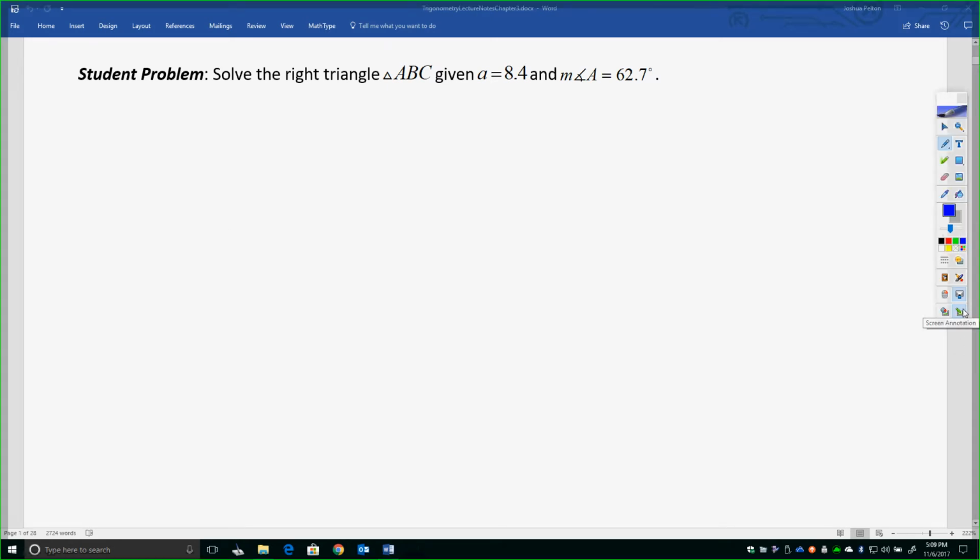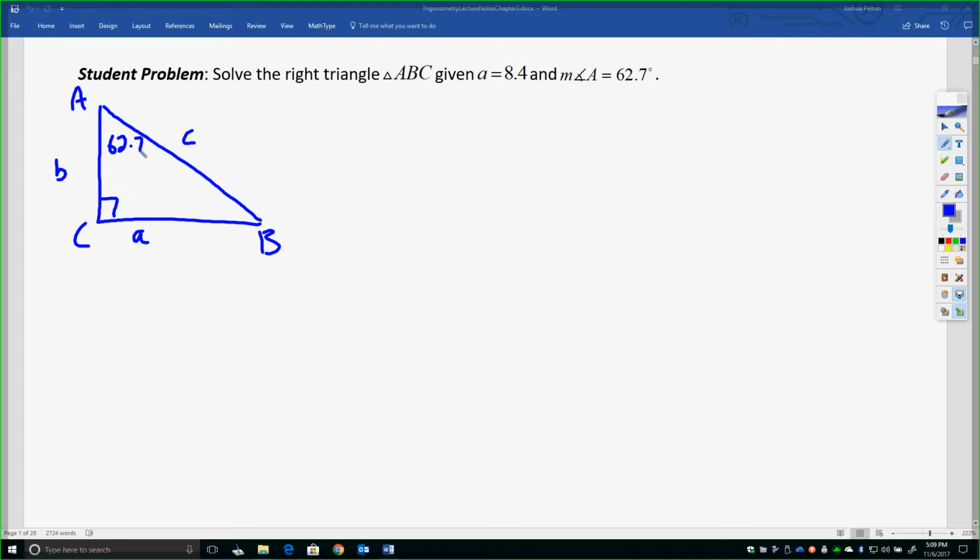Okay, in the student problem, it doesn't matter how you draw the triangle, as long as C is the hypotenuse. So if we draw a triangle, that has to be C, and the other ones can be A or B, or B or A, it's your choice. So I'll do A and B going that way. So that means the remaining sides are lowercase b here, lowercase c here, and lowercase a here. And the given information is the A angle is 62.7 degrees, and the side a is 8.4.